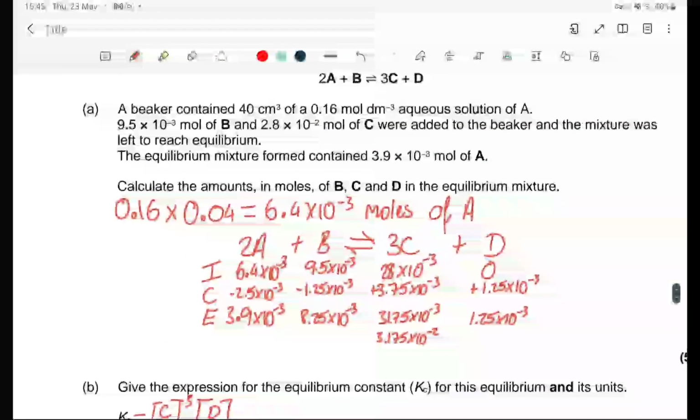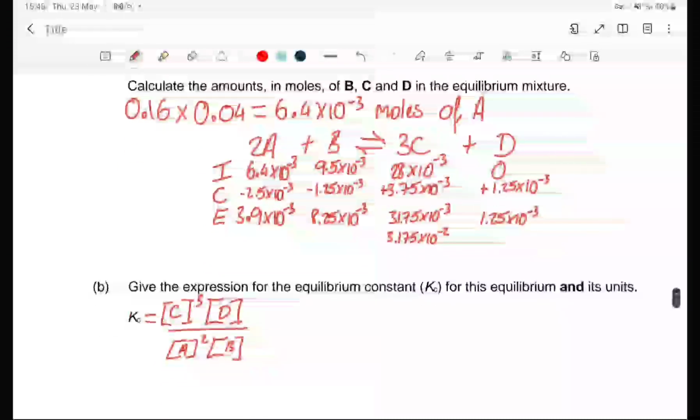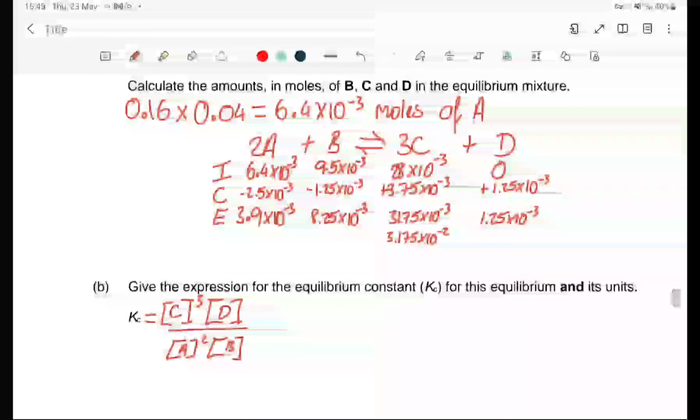So each of these has been given in terms of moles, and we've been given the volume, so each one of these has the unit of moles per dm cubed. So we rewrite our Kc expression using moles per dm cubed rather than each of the concentrations, and then we can simplify it down.